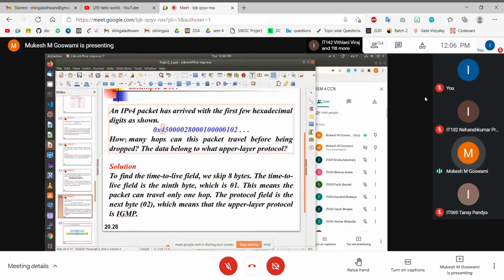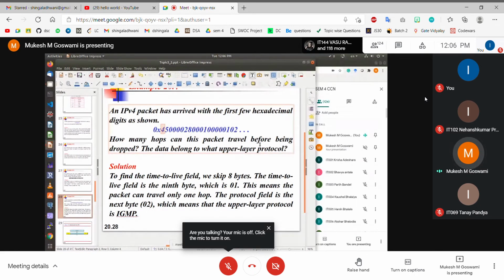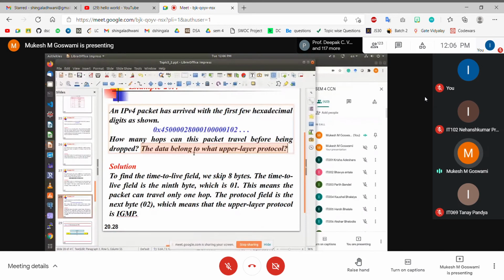Now we would like to know how many hops this packet can travel before being dropped, or before being discarded by the intermediate devices, right? And I would also like to know which upper layer protocol the data contained in this packet belongs to. So basically I want to find out the value of the time to live field, and the value of the protocol field, right? So how do I do that? Okay, let us try to extract the data one by one. The first 4 bits are the version number.